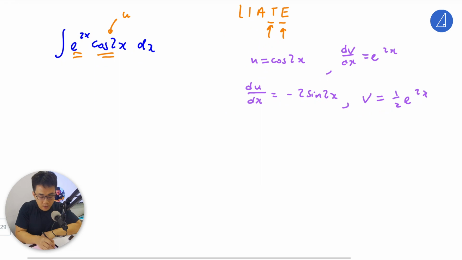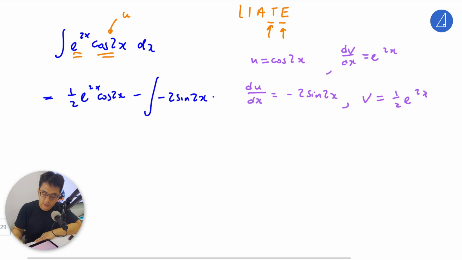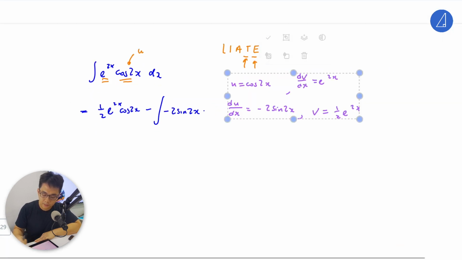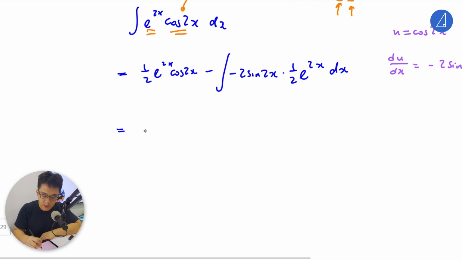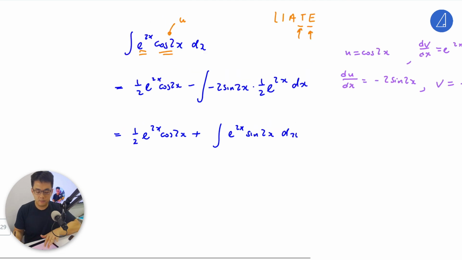So from here, what we can write is uv, which is half e^(2x) cosine 2x, minus negative 2 sine 2x multiplied by half e^(2x) dx. So multiply them. This will be half e^(2x) cosine 2x plus e^(2x) sine 2x dx.